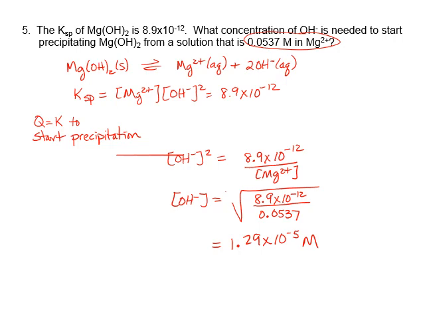So when the hydroxide concentration is 1.29 times 10 to the minus 5 molar, then the Q value, the concentration of magnesium times the concentration of hydroxide squared, would exactly equal the K, and that's the minimum amount of hydroxide you would have to add before you would start to see precipitation. Any additional amount will form precipitate.